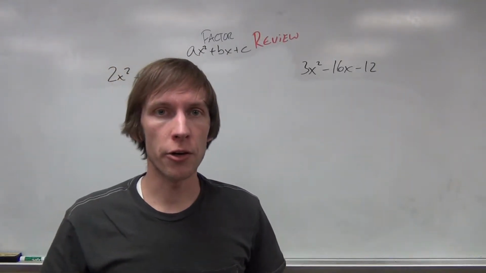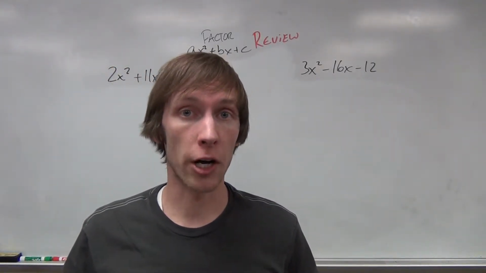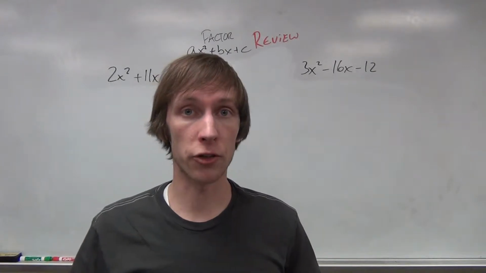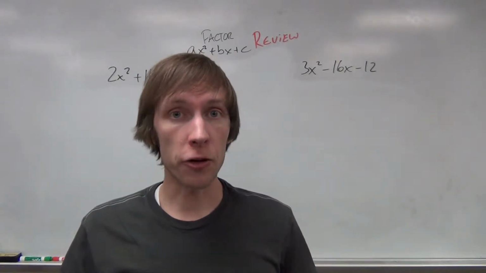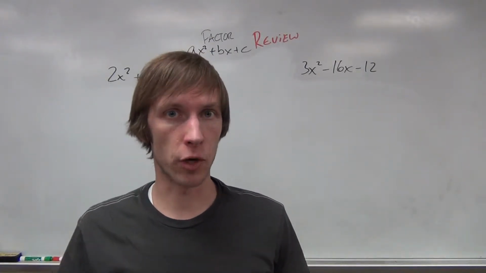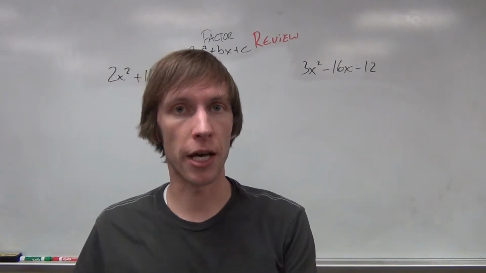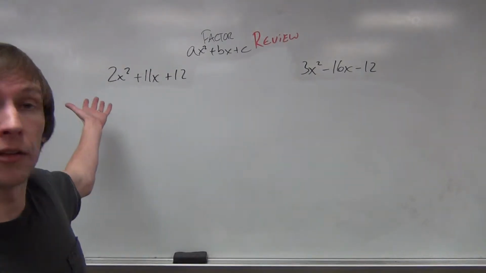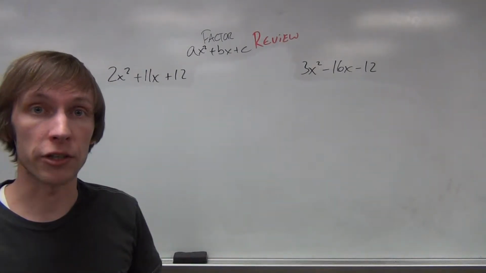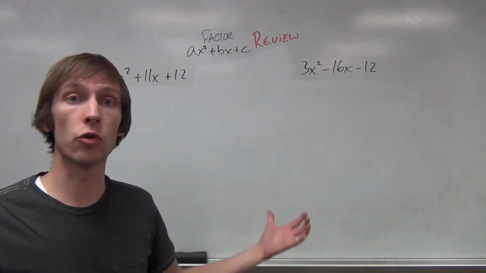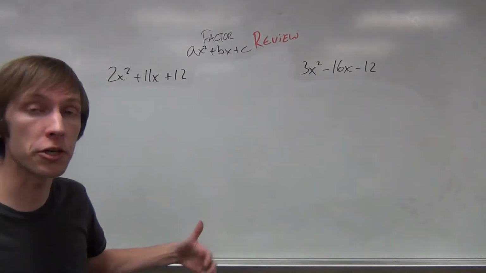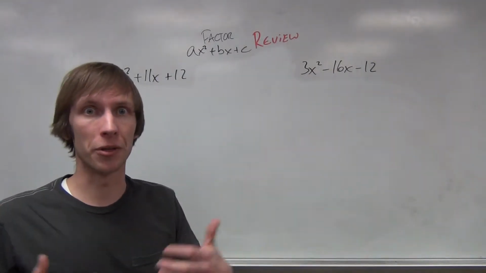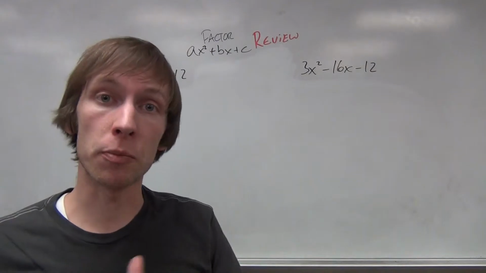Okay, today we're going to learn or review how to factor trinomials of the form ax squared plus bx plus c. Our first step should always be determining if there's a greatest common factor among the three terms, ax squared, bx, and c. In this first example, 2x squared plus 11x plus 12, there is no greatest common factor amongst all three terms. Therefore, we can move on to the real first step, which is multiply a times c.